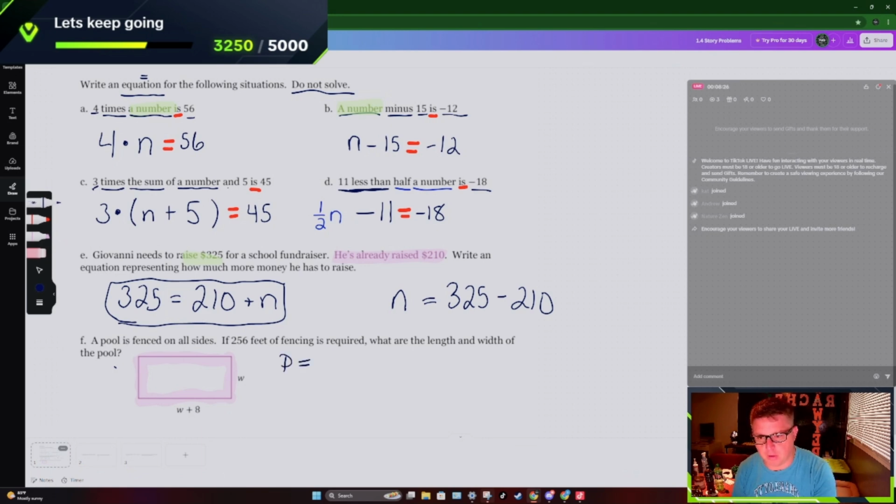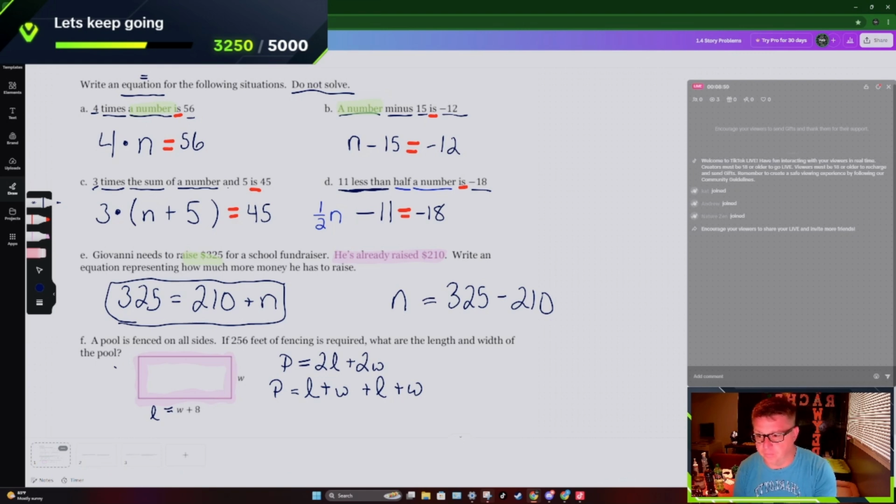Because the perimeter equals 2L plus 2W. 2 lengths plus 2 widths. Now, perimeter also could be just length plus width plus length plus width. You're just adding all of the sides together. And I want you to understand the length of it. They're writing it in terms of width, but that is the length.